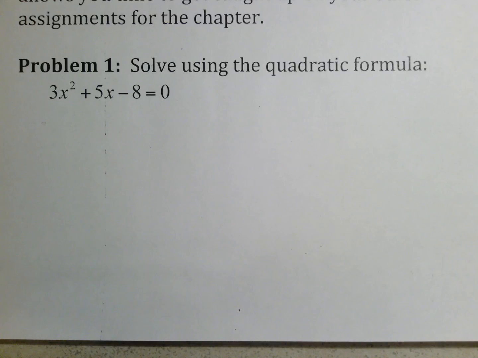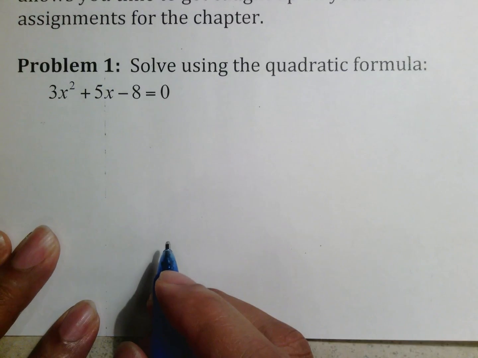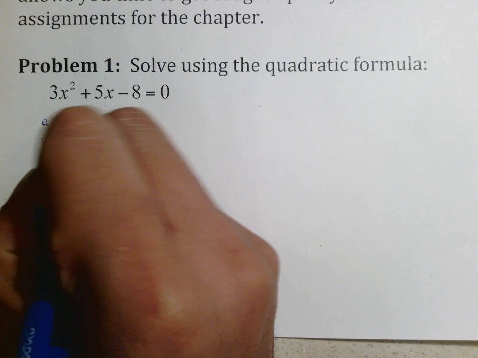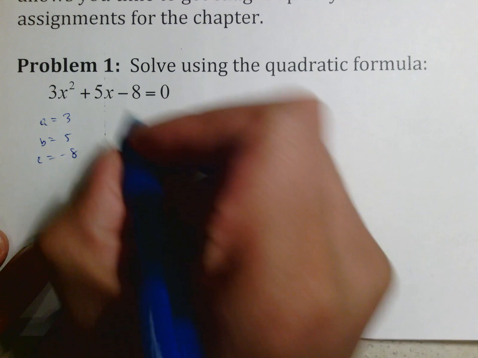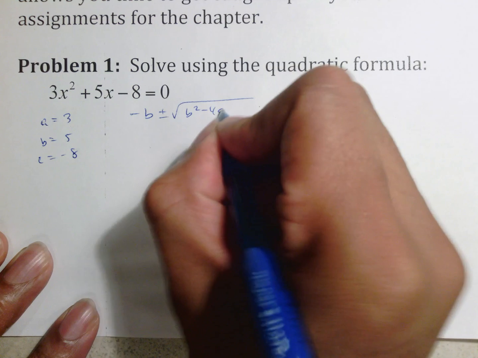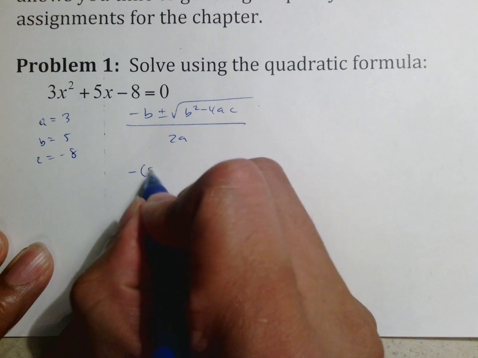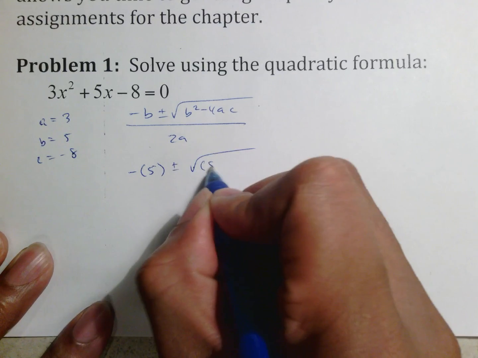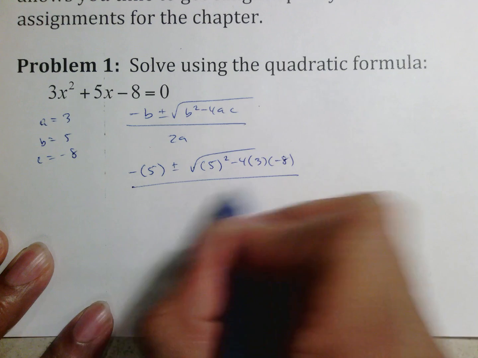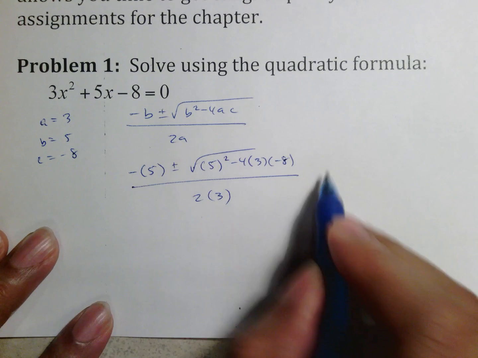Other than that, problem 1. It says solve using the quadratic formula. Again, this is the formula that we start with. So what we have to do is start out by saying what is A, what is B, and what is C. After that, everything is the same as yesterday. Write the formula: negative B plus or minus square root of B squared minus 4AC all over 2A. Substitute using parentheses, so negative 5 plus or minus square root of 5 squared minus 4, 3, negative 8 all over 2 times 3. Once you get this far, you should be safe.